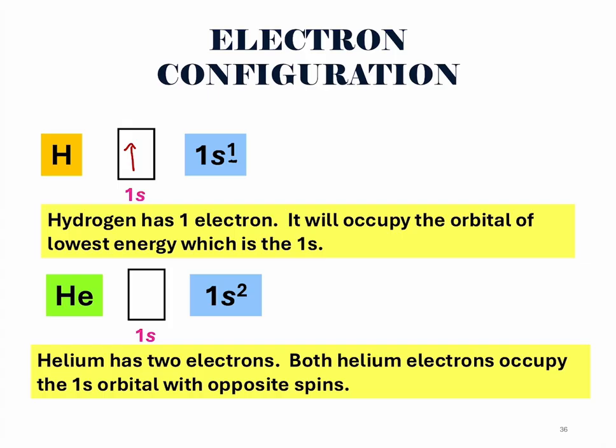Sam? When it has 1 electron, will it always be up? You start with upspin and then you fill in the downspins. You can do it either way. It doesn't really matter, whatever you feel comfortable with.